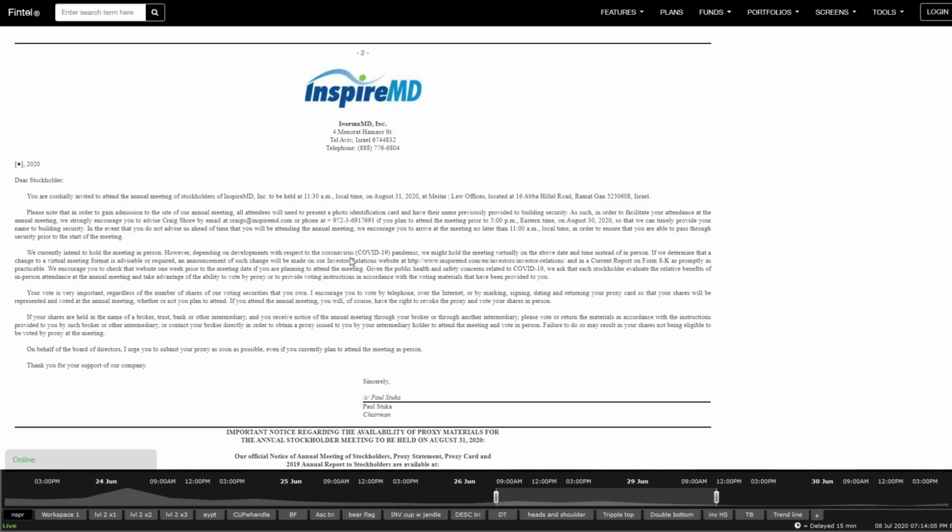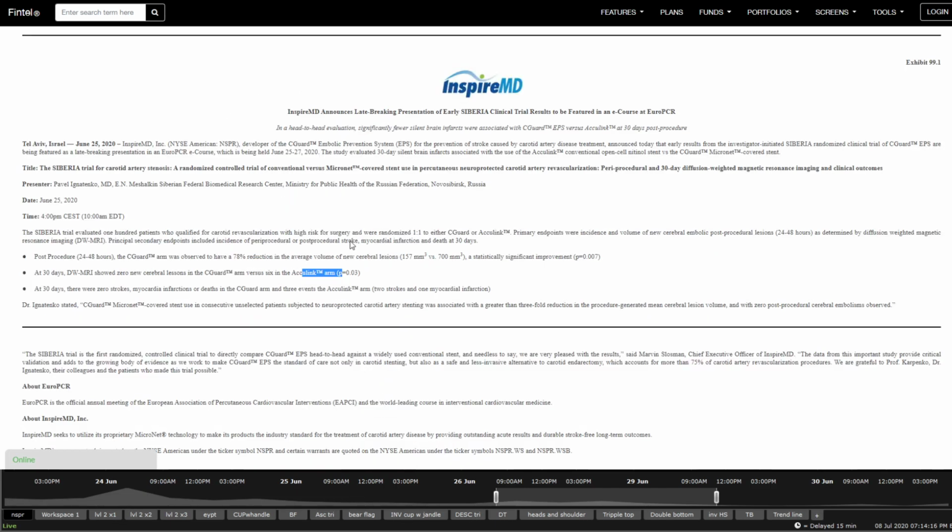Going quickly here, first things first, they're going to have another meeting. The annual meeting is going to happen on August 31st with a bit of stuff being voted on. This PR was released on June 25th, at the end of June, and it basically says post-procedure 24 to 48 hours, the CGuard arm was observed to have a 78% reduction in the average volume of new cerebral lesions, a statistically significant improvement of 0.07.